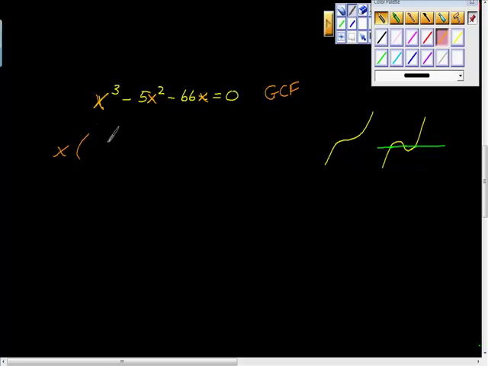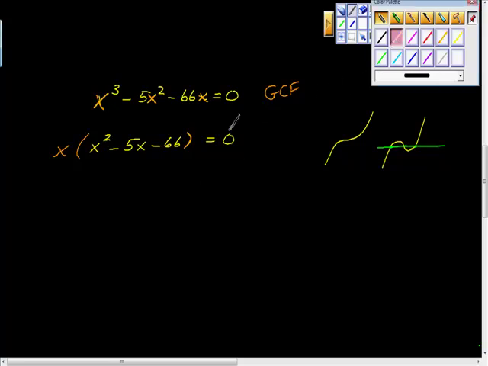rebuild this, and x times what is x cubed? Well, x squared, isn't that right? So I'm testing this math as I do it, x squared. X times x squared is x cubed. So all I did was change the way it looks. X times what is negative 5x squared? Well, it's negative 5x. X times negative 5x is negative 5x squared. So far, so good. And x times what is negative 66x? Well, just negative 66. And if you don't mind, I'll leave my 0 out here. There's no factoring to be done there, obviously. Okay. So there's that piece of math.